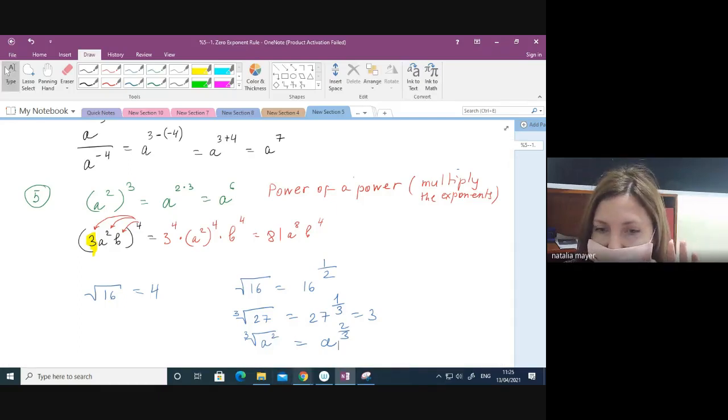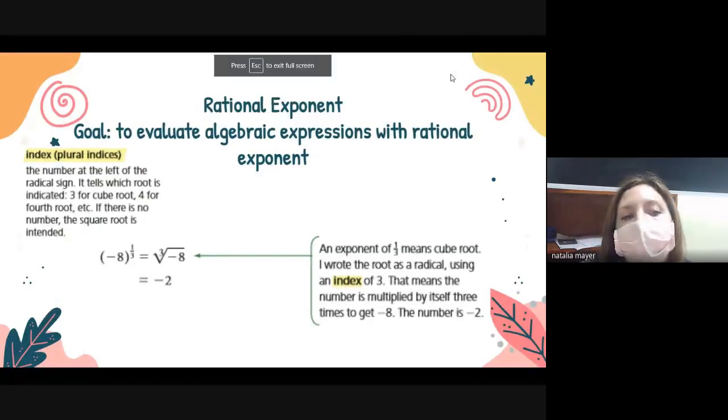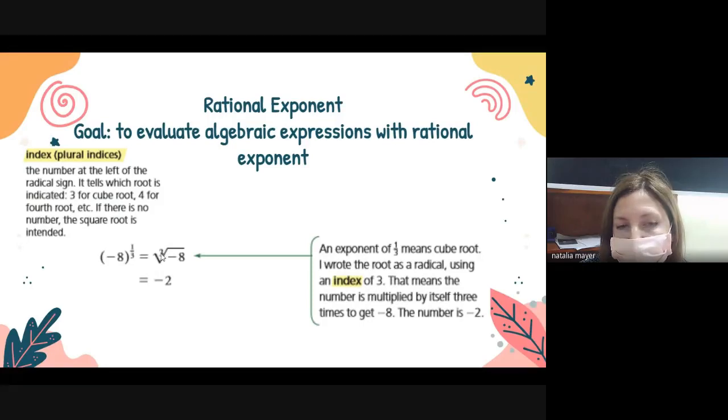Now, a couple of things about terminology. This number, which is on top of the radical, is called the index. The plural form is indices, like vertex, vertices, okay? So this is the number on the left of the radical sign. It tells us which root is indicated: 3 for cube root, 4 for fourth root, and so on. You can say third root, fourth root, and so on.